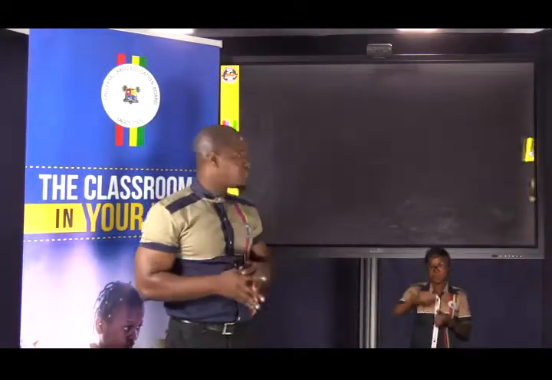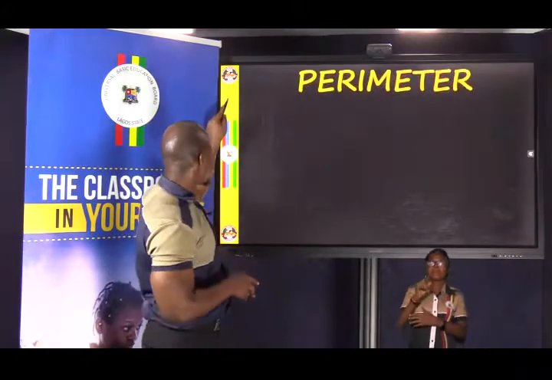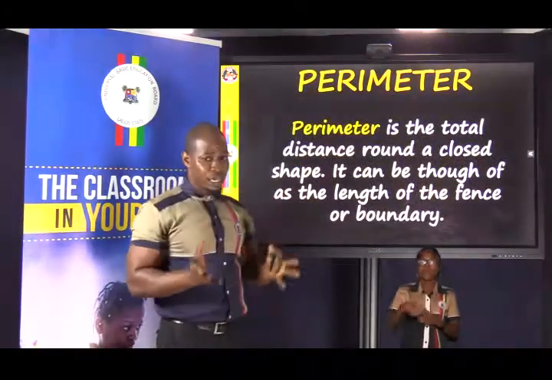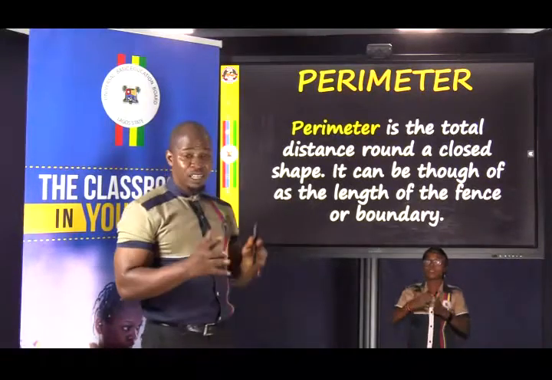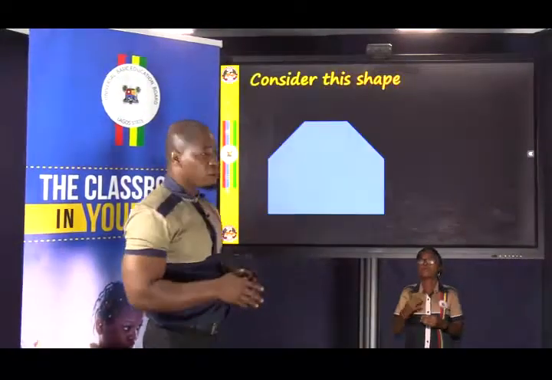But let's remember again what perimeter is all about. The perimeter is the total distance around a closed shape, and it can be thought of as the length of a fence or boundary of a shape.